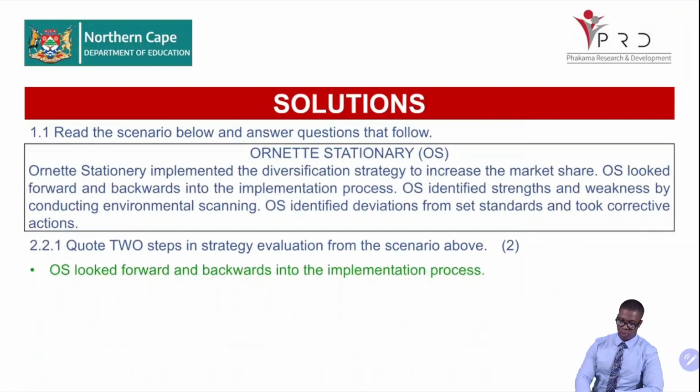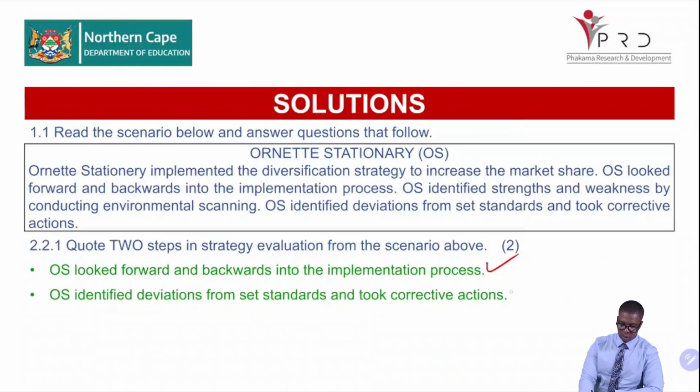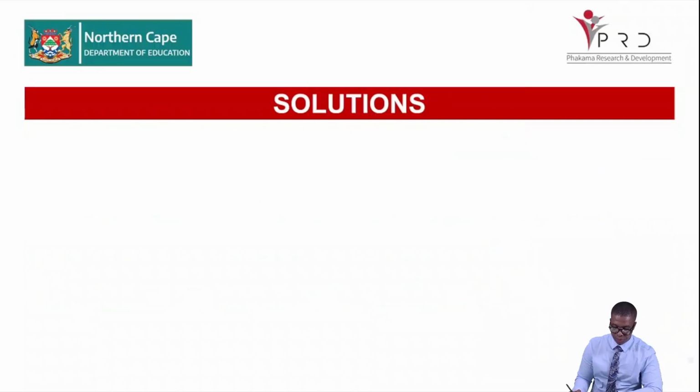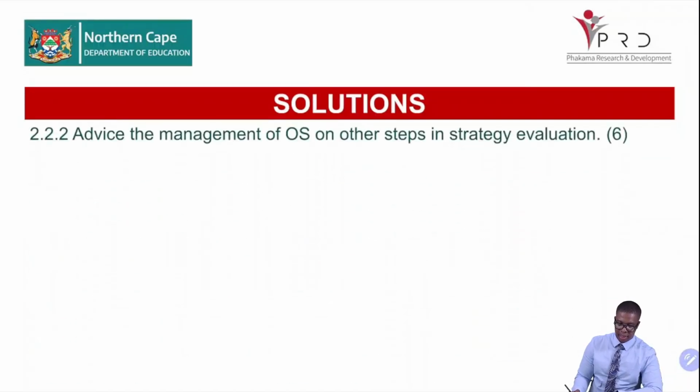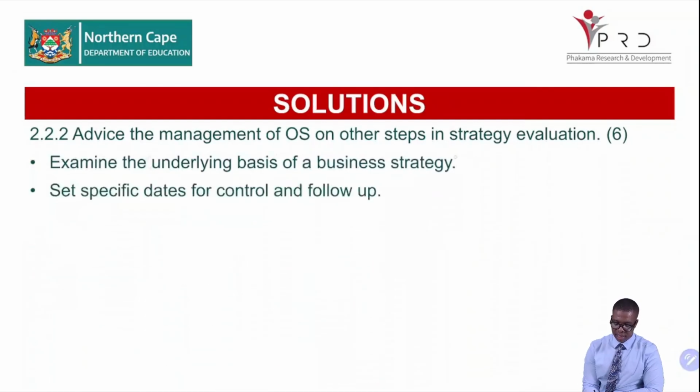Yes, we looked forward and backward. That's correct. Then another one: identify deviations from set standards. Then we look into what? We look into the other strategic management or strategy evaluation processes. Examine the underlying basis of the strategy. Set specific dates for control and follow-ups.